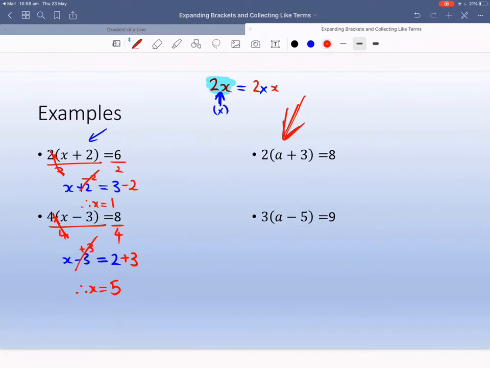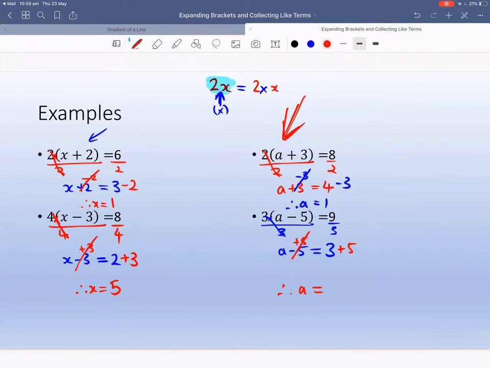All right, hopefully you've already paused the video. I'm going to do this quickly. I'm going to do the 2 by dividing by 2, dividing by 2. So I've got a plus 3 equals 4, because 8 divided by 2 is 4. Now I'm going to minus 3 on both sides. Therefore, a equals 1. Okay. Now let's do the next one. I'm going to undo this times 3 by dividing by 3, dividing by 3. So what have I got left? I've got a minus 5 equals 3. What's the opposite of minus 5? Plus 5, plus 5. Therefore, a equals 8.